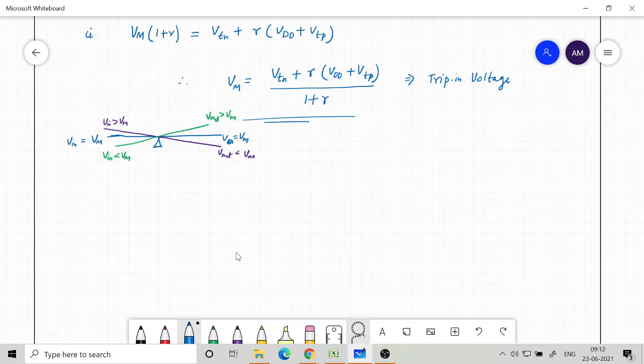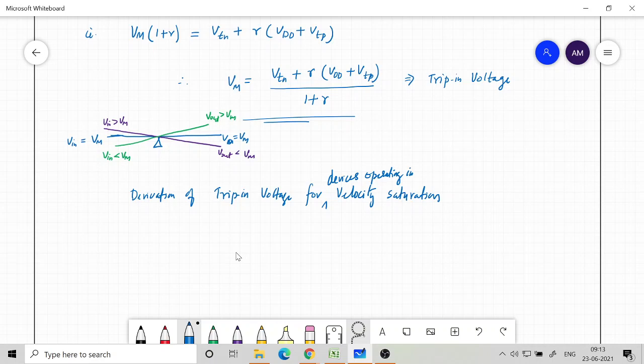So let me also do this quickly. Derivation of trip-in voltage for devices operating in the velocity saturation regime. All you need to do is, the approach is the same.